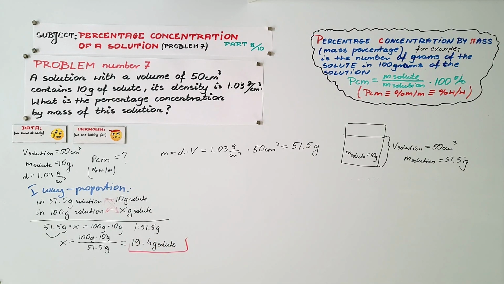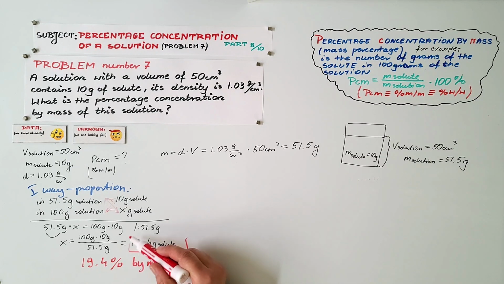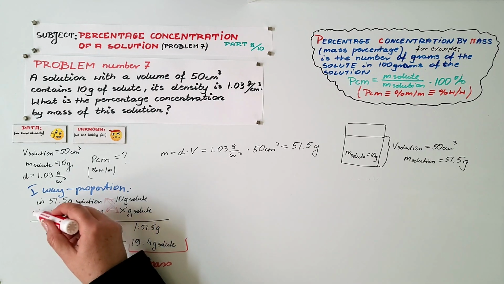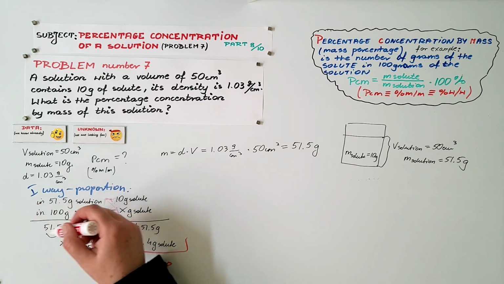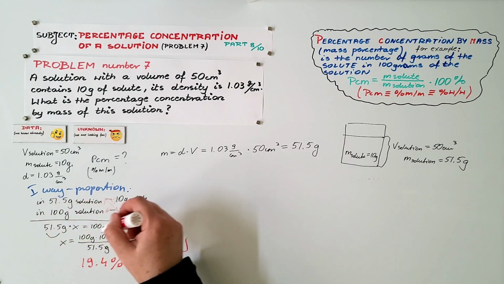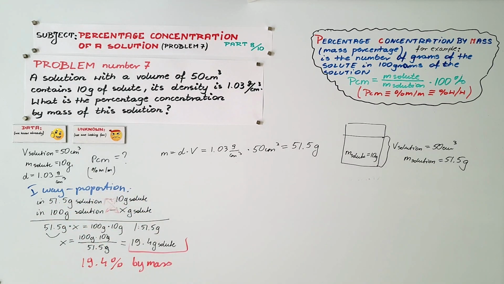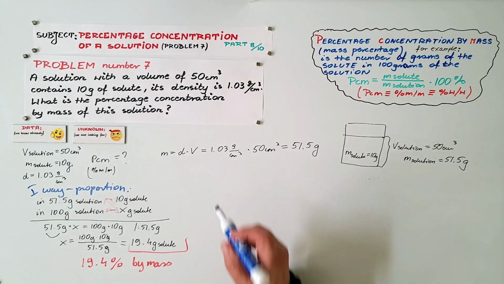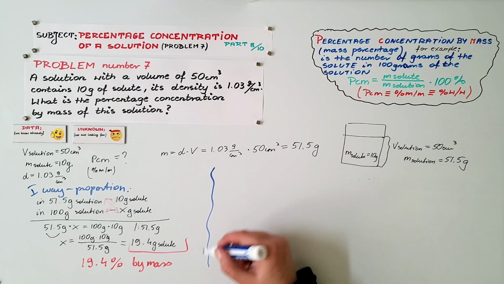The percentage concentration by mass of this solution is 19.4% by mass. Why? Because 19.4 grams of solute is in 100 grams of solution. Let's solve this problem the second way, on the base of formula.